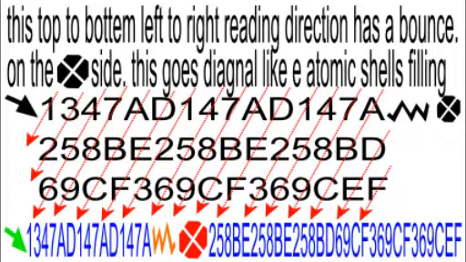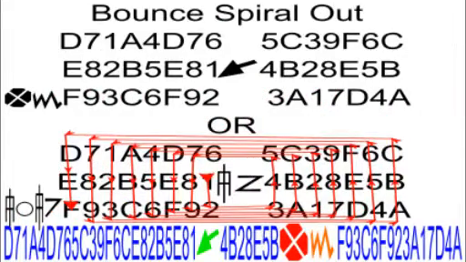Now the E1 or bounce pictograph is next to the stop pictograph on the E0 side. This goes diagonal like atomic shells filling. Make the text block with these diagonal lines. The E1 or bounce pictograph with the spiral just changes the clockwise or counterclockwise to counterclockwise or clockwise respectively. This means all the spiral reading directions are possible.